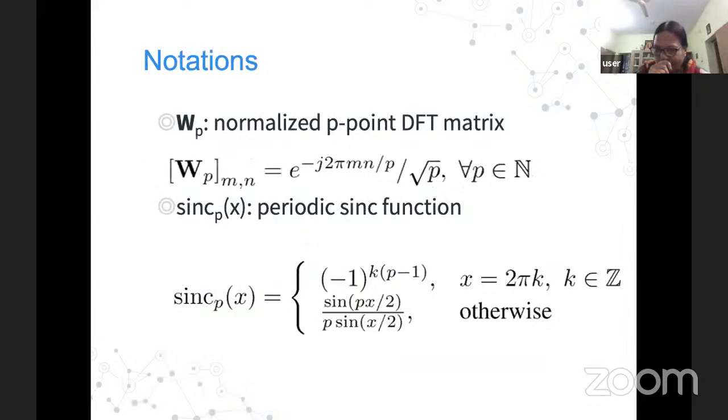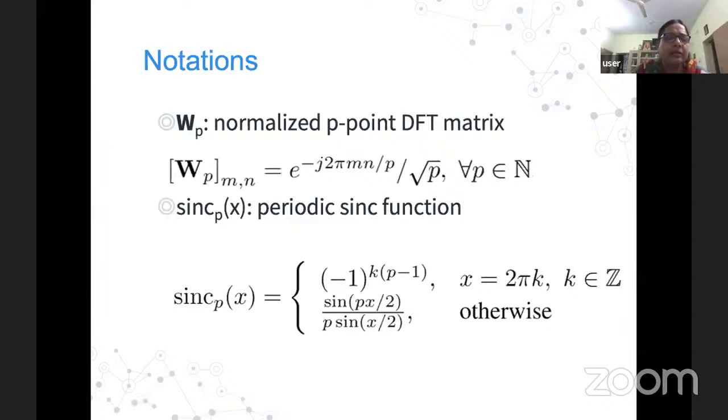Now, just look at the equations we are using. A normalized P point DFT. If you look at this equation, e power j 2 pi, earlier I wrote k into n by capital N, right? So instead of k and n, here we used m and p. That's the only difference. So a normalized p point DFT matrix is e power j 2 pi mn by p, normalized with the root value of p, and p belongs to the natural integers.